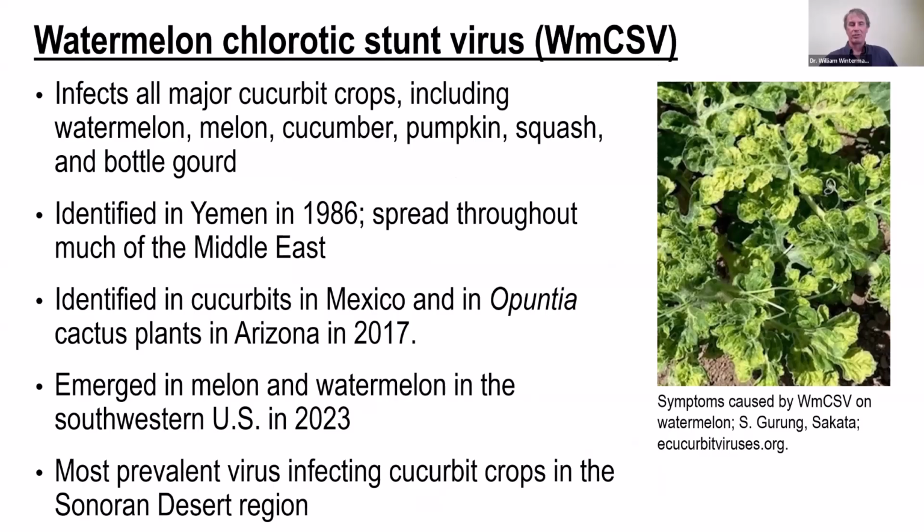It really wasn't of concern to the southwestern US until 2023, when we saw some odd symptoms on watermelon and melon and caught our attention. And it has now become the most prevalent virus infecting cucurbit crops in the Sonoran Desert region. That's the area of Southern California running into northern Mexico, east of San Diego.